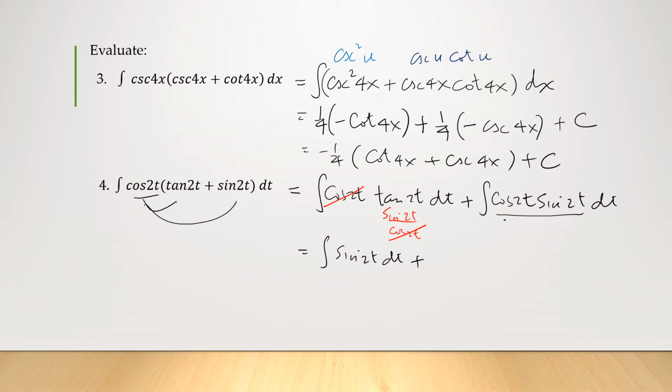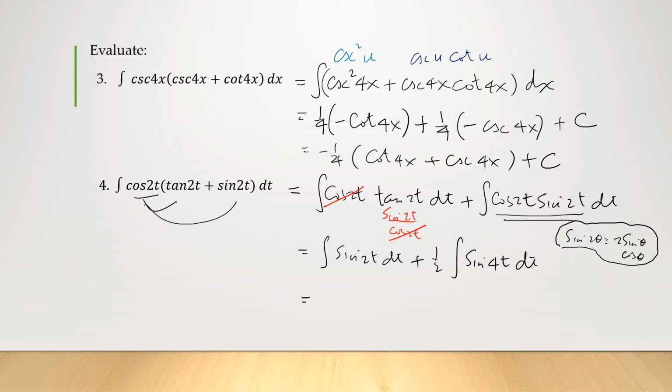For the second one, we apply one of the trigonometric identities, which is equivalent to 1/2 of sine 2 times 2t, or 4t, dt. Sine 2 theta is 2 sine theta cosine theta. So that is the identity we are applying to the second integral. So that is equivalent to sine of 4t.